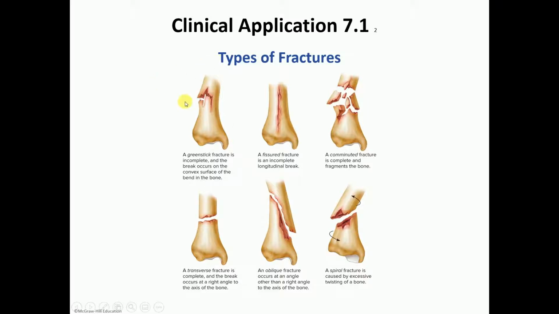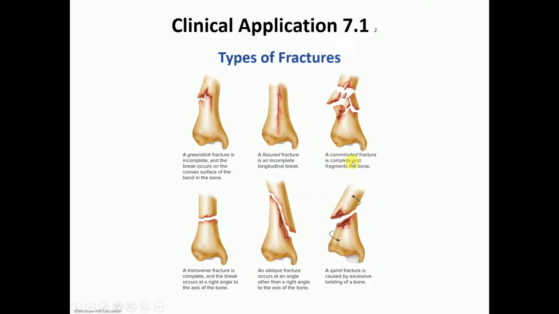The first one to talk about is known as a green stick fracture, and that is an incomplete fracture, and it usually happens in kids. You can think about it like taking a green stick off of a tree, the little branch that did not completely harden, and it's still green, and you try to break it. It usually does not break totally, so it's an incomplete fracture. And that's what a green stick fracture is. A fissure, on the other hand, is an incomplete longitudinal break in the bone.